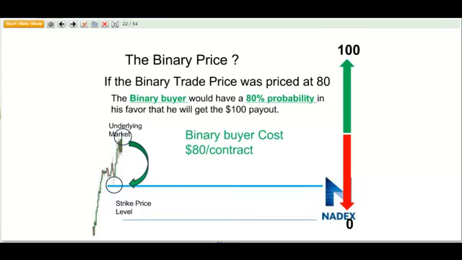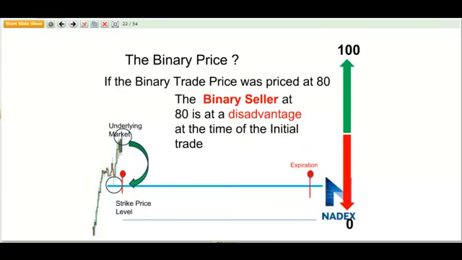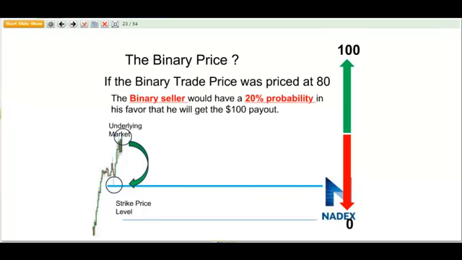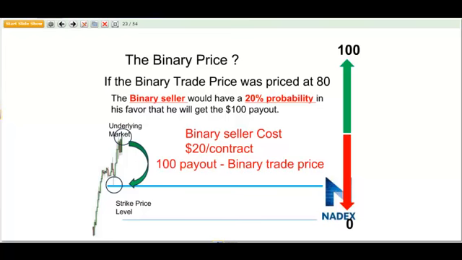As a result, it's a cost of $80 per contract. Now the seller. And that's right now. Does it finish that way? That's the big thing, at expiration. A seller at 80 shorted at a disadvantage, and it's essentially the remainder to add up to 100, or another way, a 20% probability, or 100 minus the trade price, which is $20 per contract. Again, combined, it's fully collateralized.